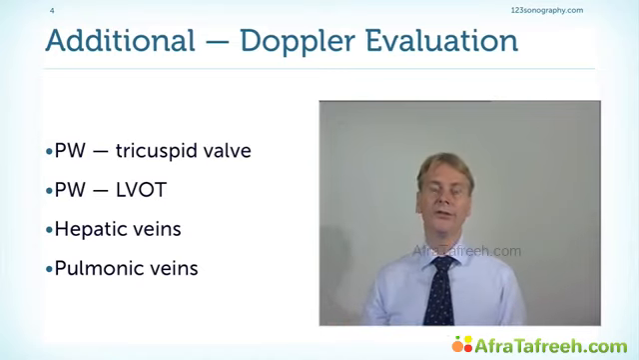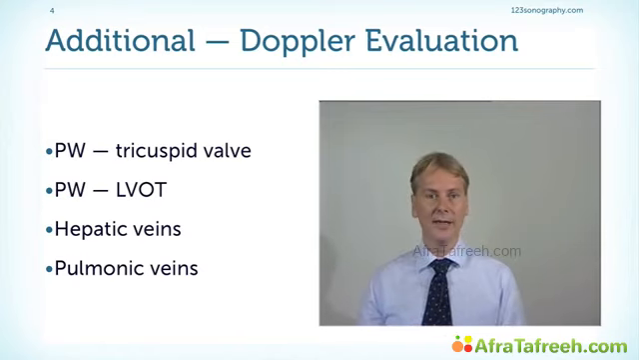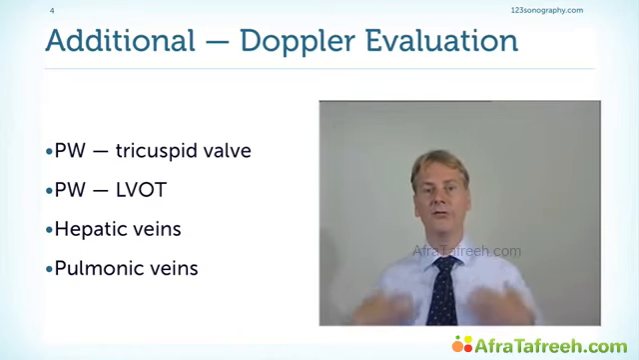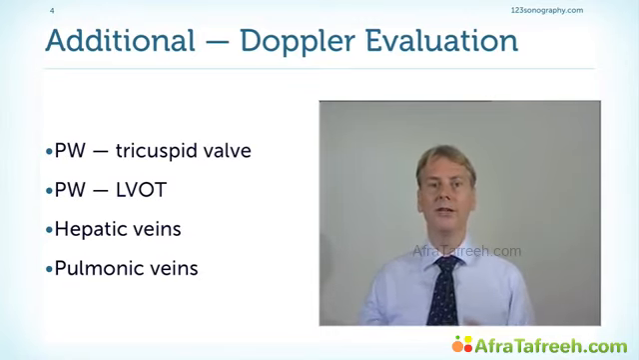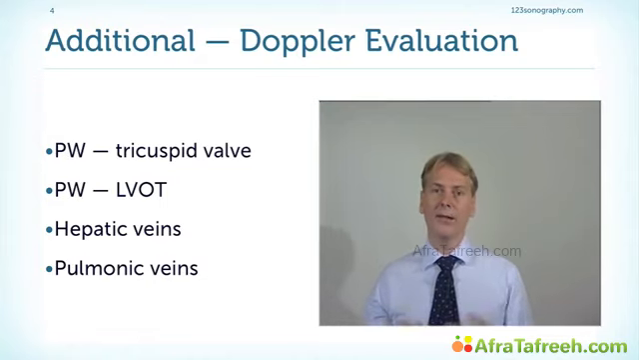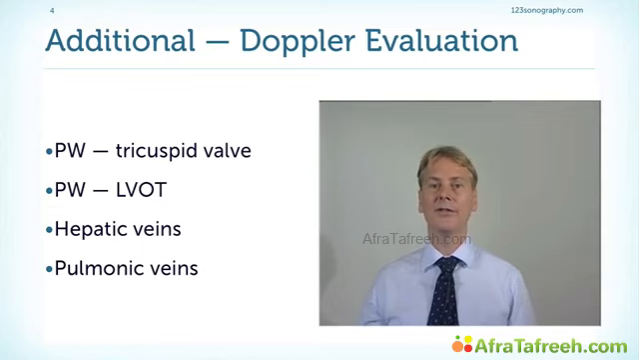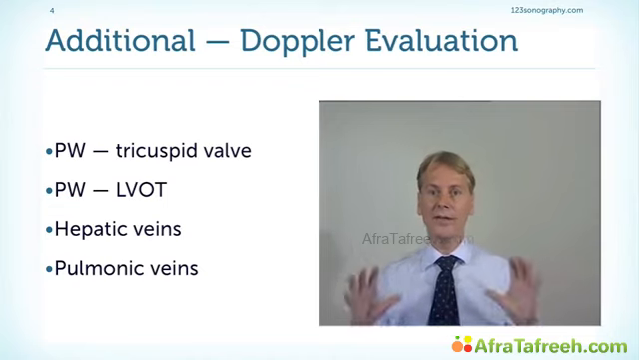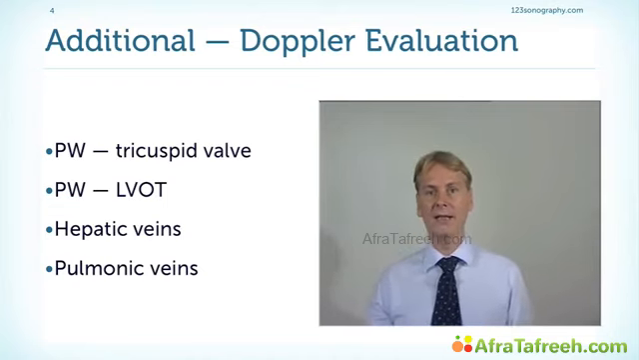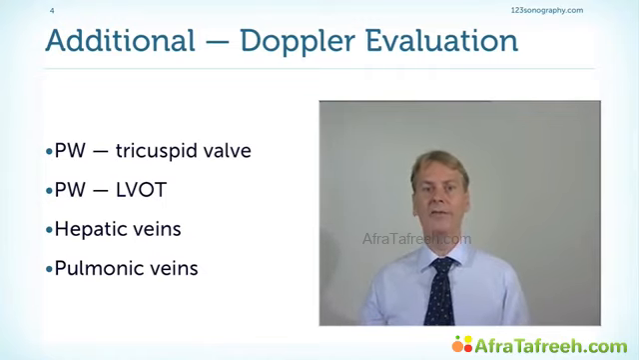Additional components of Doppler that you might use under special circumstances are the measurement of pulsed-wave forward velocity across the tricuspid valve, the pulsed-wave Doppler of the LVOT signal, measurements of flow in the hepatic veins, usually with pulsed-wave Doppler, and also flow across the pulmonic valve and the pulmonary veins into the left atrium, also with pulsed-wave Doppler. So these different techniques that you see on this slide don't have to be used in every patient. They should only be used under special circumstances if you have special questions.